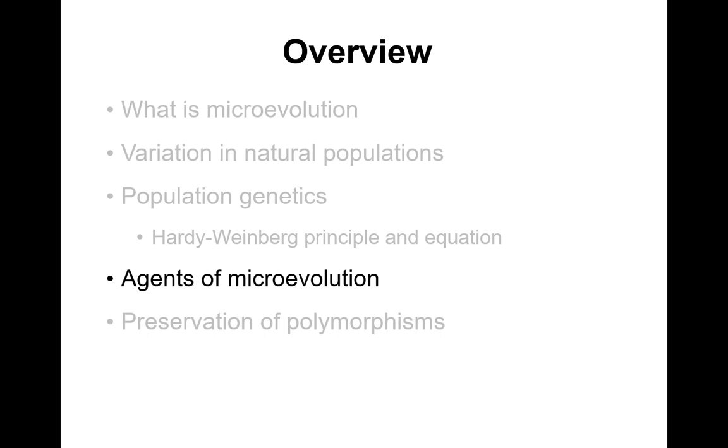And then finally we'll talk about how these variants are preserved in the population, even though sometimes they might be lethal or greatly disadvantageous. So how are they preserved? Why do we need to preserve these variations first of all, and how does this happen? So let's start with the agents of microevolution.